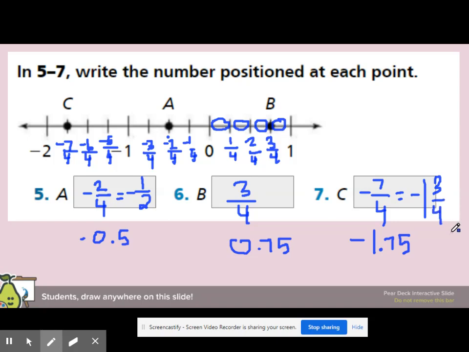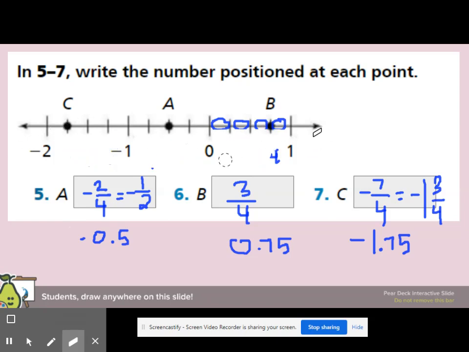So when we do rational numbers, there are multiple ways you can represent the value because you can represent it as a fraction or a decimal. Every rational fraction can be written as a decimal, and every decimal can be written as a fraction when you're talking about rational numbers. Okay, so I'm going to erase this.